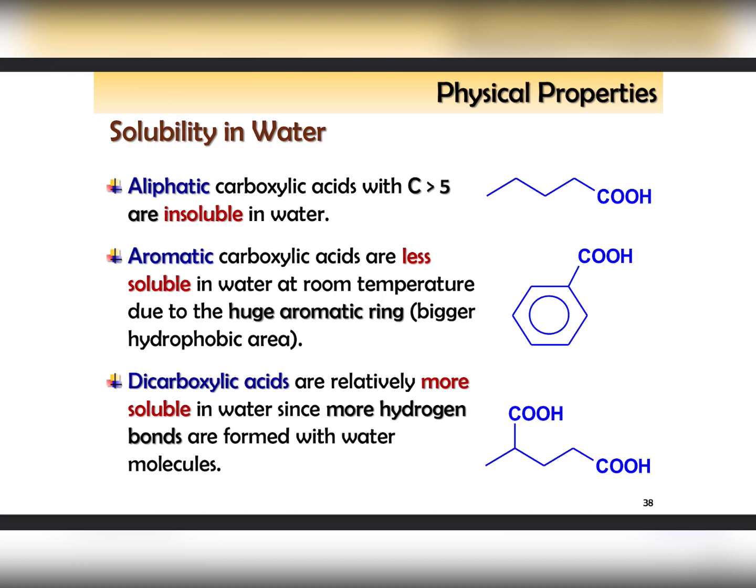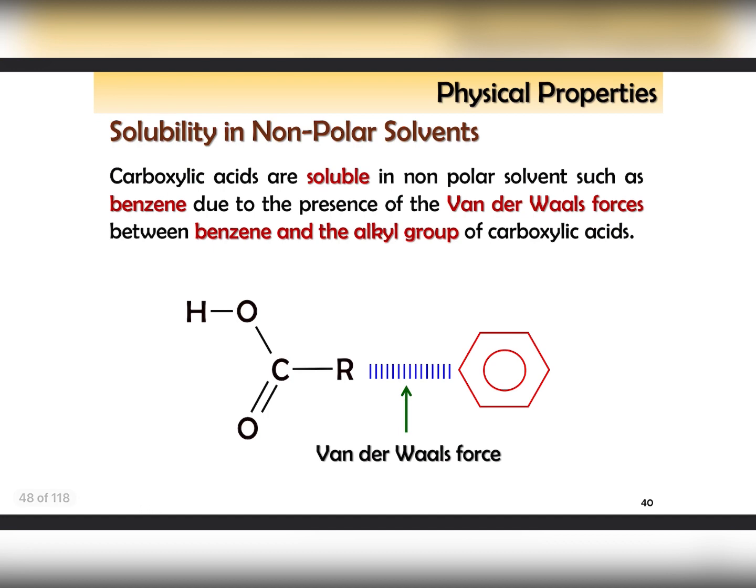So, untuk aliphatic carboxylic acid, if you have carbon more than 5, they are insoluble in water. So, kalau ada aromatic carboxylic acid pula, they are also less soluble in water because of the huge aromatic ring, bigger hydrophobic area. And kalau dicarboxylic acid, they are more soluble in water because you can form more hydrogen bond with water molecule. In non-polar solvent.